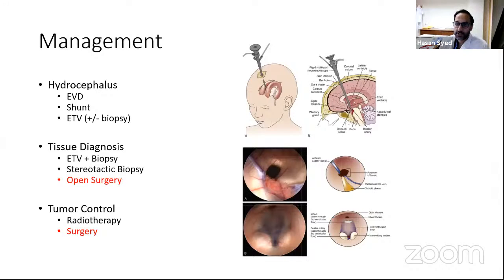To do this, one could do an ETV plus a biopsy. Doing an ETV will obviously treat the hydrocephalus, and while you're there, you can do an endoscopic biopsy versus a stereotactic biopsy, which is a little involved in terms of risk, or an open surgery. And then obviously tumor control using various methods, but also having surgery in your armamentarium in terms of taking care of the pathology.